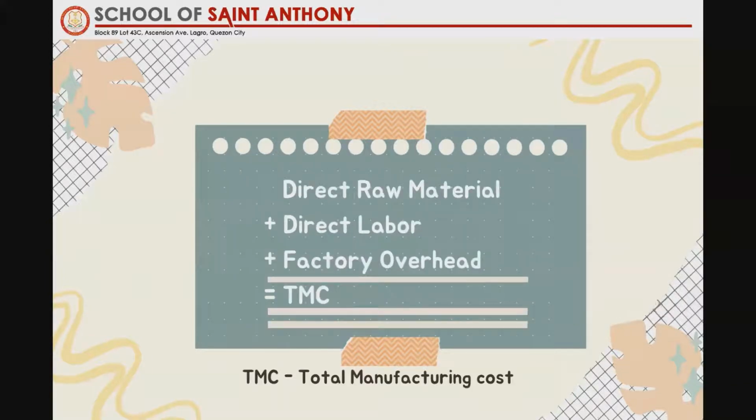When we say TMC, or total manufacturing cost, it includes the direct labor, direct materials, and factory overhead. Direct materials are materials that are directly related to producing the product. Direct labor is the payment for the employees who are directly involved in producing the product. Now, the indirectly related expenses fall under factory overhead.